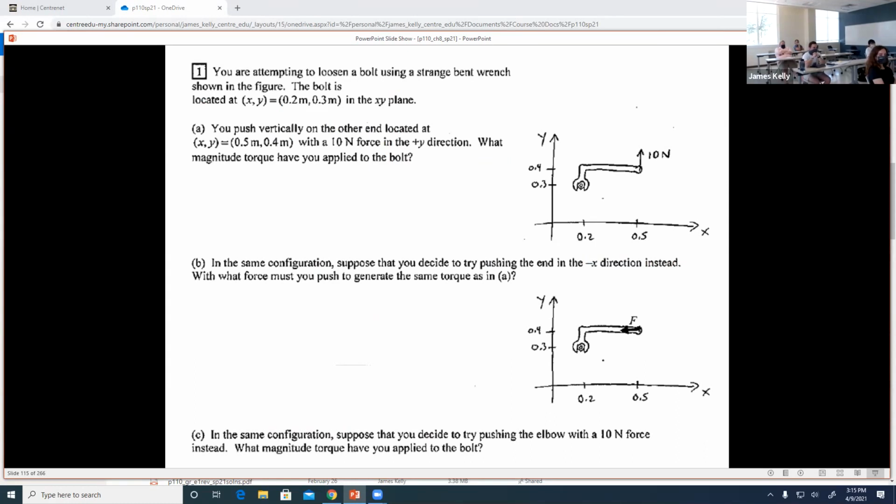So let's do a worksheet. For those of you on Zoom, I can't remember if it was posted yesterday or Monday, worksheet 2. You may have to click, but it's got these weird wrenches on it that have a bend in it. There's no good reason to do that, but I just thought it'll make the calculations a little bit more interesting. So we're going to try to loosen some rusty nuts with bent wrenches.